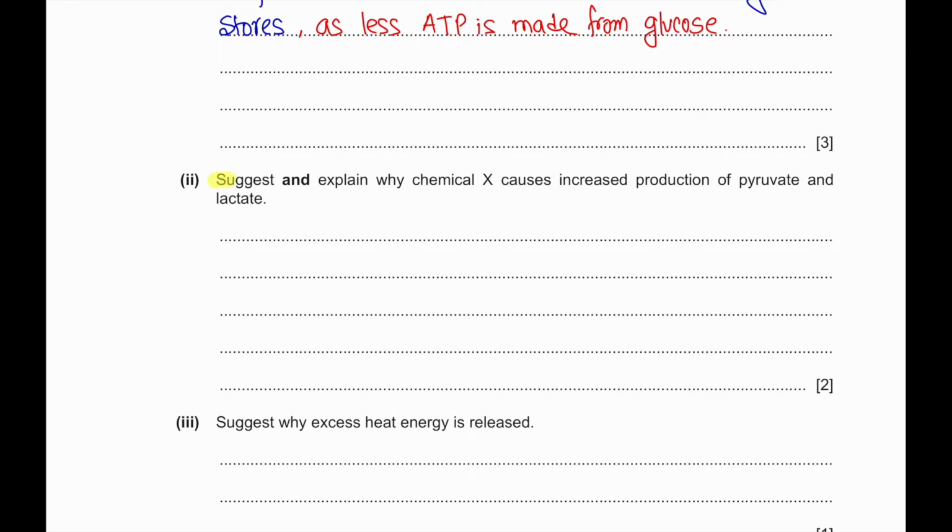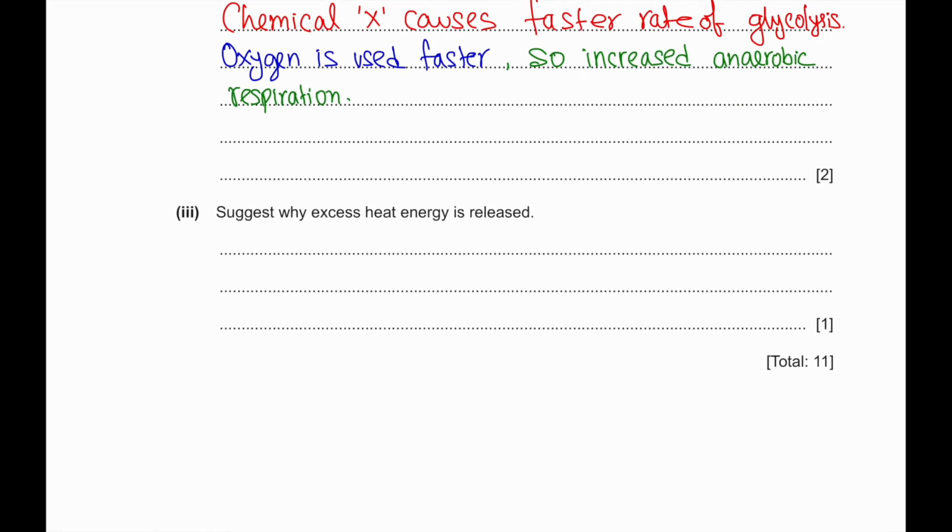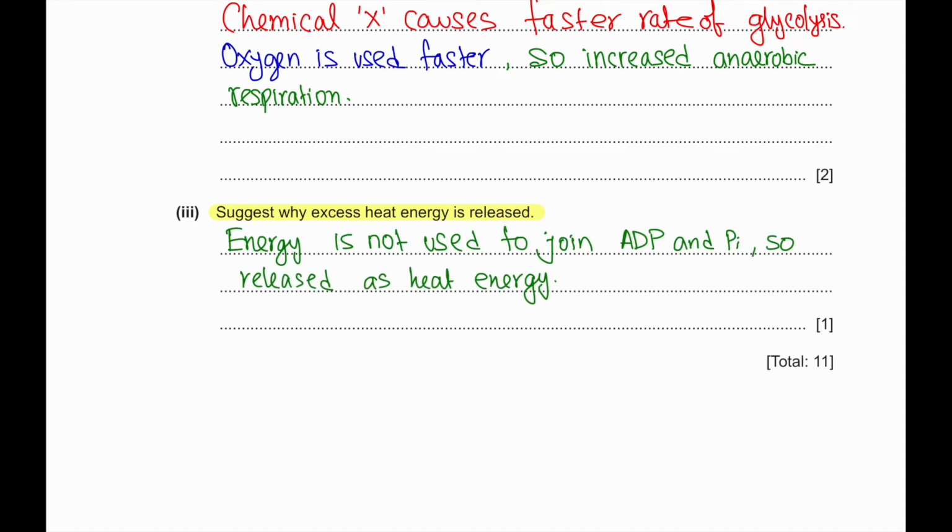Part 2. Suggest and explain why chemical X causes increased production of pyruvate and lactate. So basically chemical X causes a faster rate of glycolysis. Oxygen is used faster, so there is increased anaerobic respiration. Part 3. Suggest why excess heat energy is released. So basically energy is not used to join ADP and Pi, so it is released as heat energy.